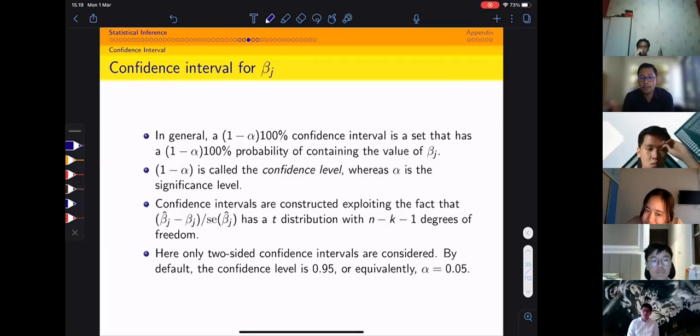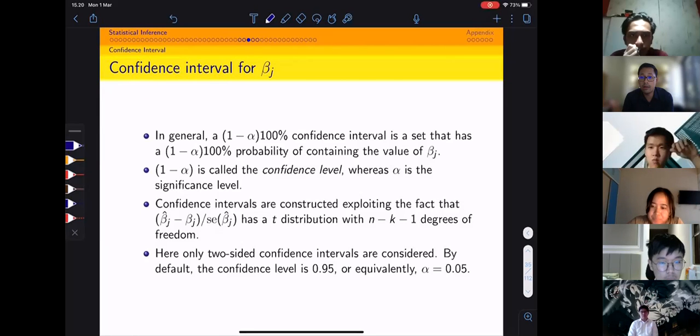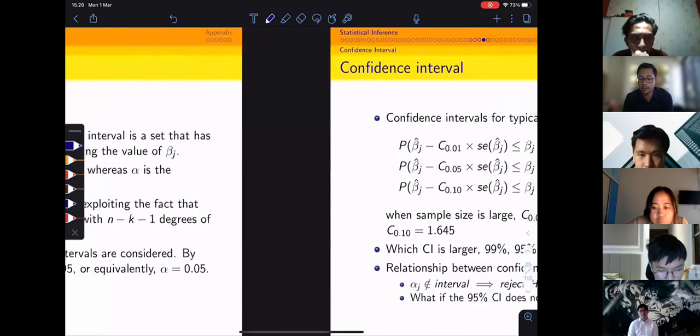Okay, so here we only consider the two-sided confidence interval, and by default, the confidence level is 0.95. In other words, we're using just alpha of 0.05. We rarely use alpha of 1% or alpha of 10%. But you can do it. I'm not saying that you cannot do it, but by default, we use a 95% confidence interval. In Stata, for example, they also will report the 95% confidence interval by default.